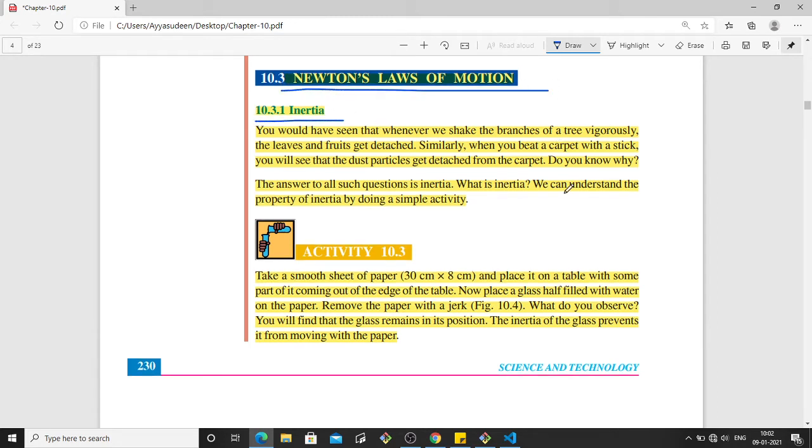Before that, we will see what is inertia. If we shake the branches of a tree vigorously, the leaves and the fruits get detached. Also, when you beat a carpet with a stick, you will see the dust particles get detached from the carpet. Do you know what the answer to all these questions is? It is inertia. So we'll see what inertia is.